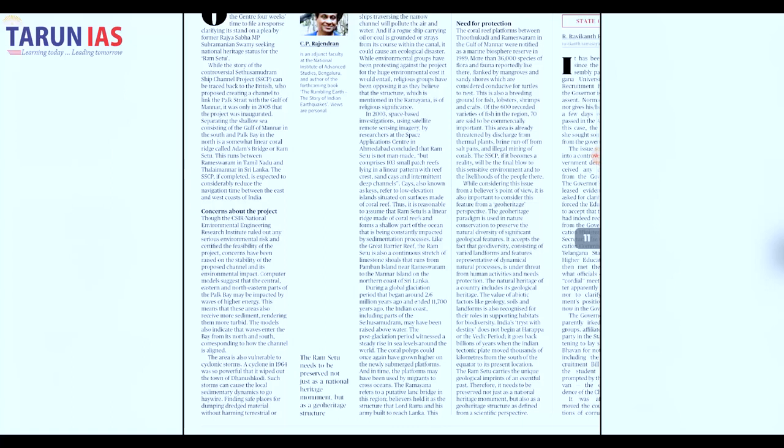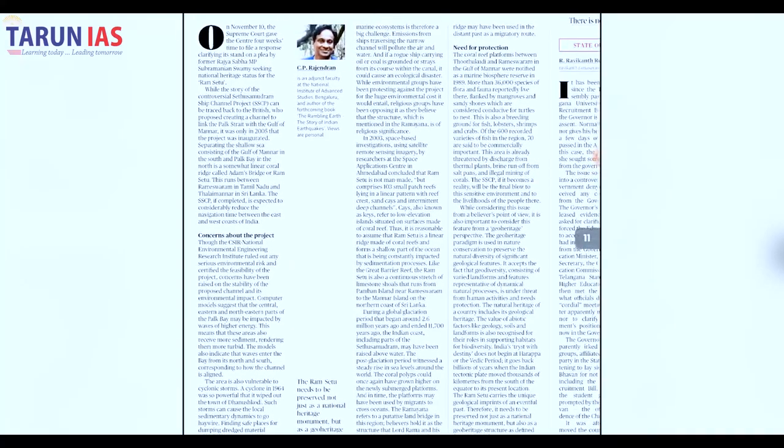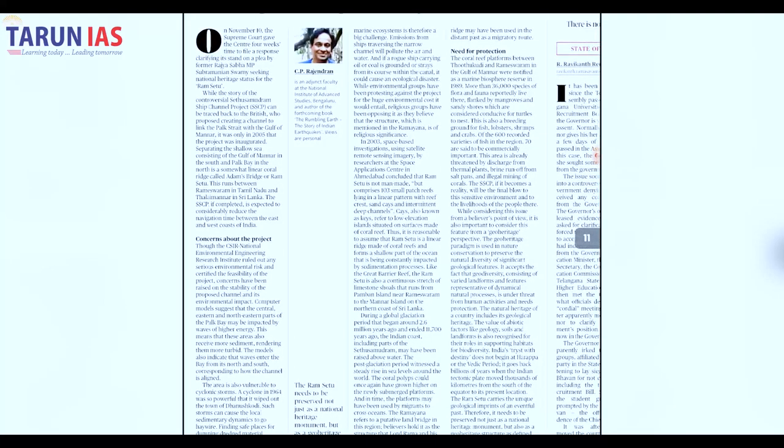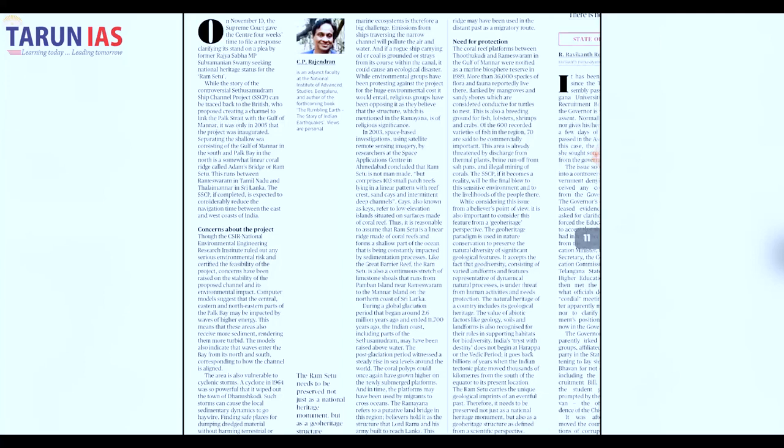So there are two things. First is the environmental groups, which are against this project, and also the significance and belief of the Ramayana, which is mentioned in our mythology. Then, the space-based investigation using satellite remote sensing, done by the Space Applications Centre, Ahmedabad, came to the conclusion that this is not a man-made bridge. Already in mythology it is said that it is the Sena which made this bridge. Thus it is reasonable to assume that Ram Setu is a linear ridge made of coral reefs and shallow parts of the ocean that constantly impact the sedimentation process.